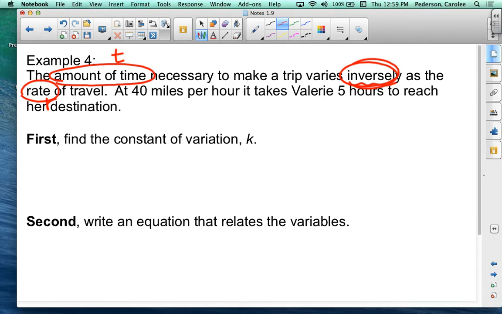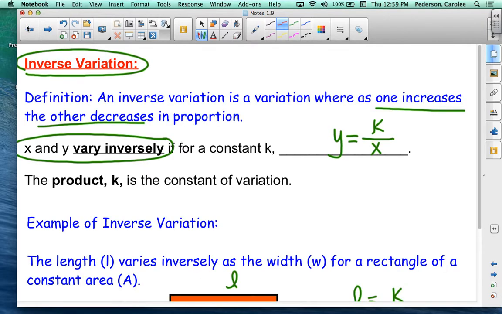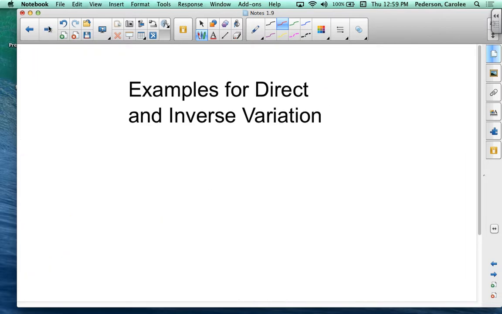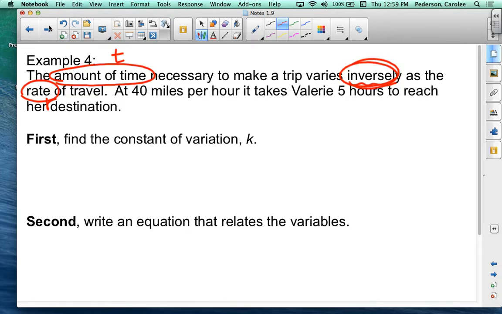If you remember back to previously in our slides, that inverse variation equation is y equals k over x. So our variables are a little bit different. We have t and r. So I'm going to say t equals k over r.